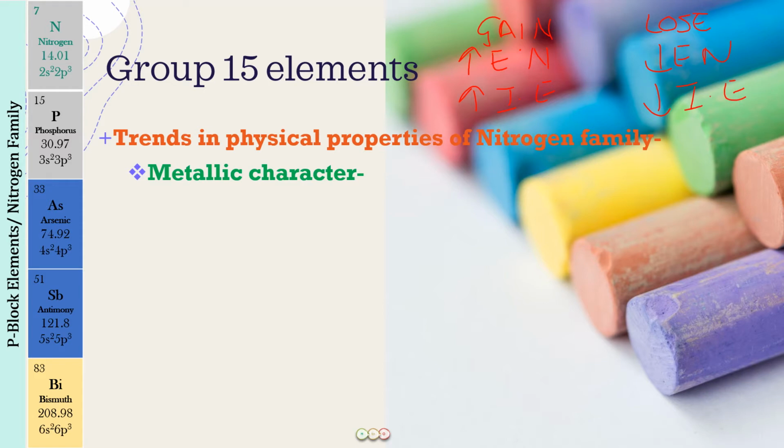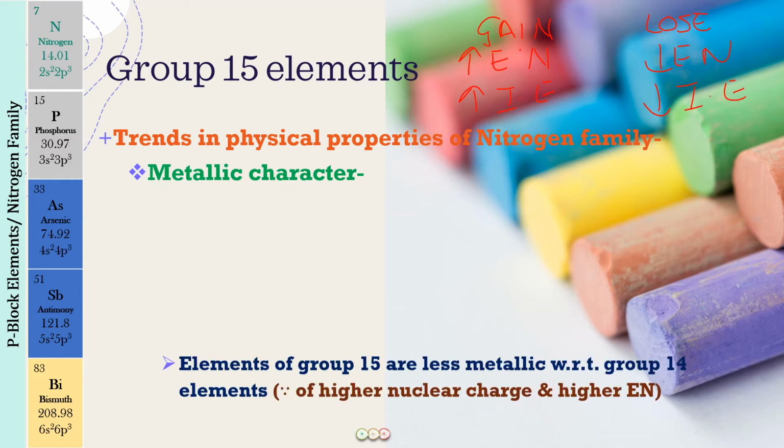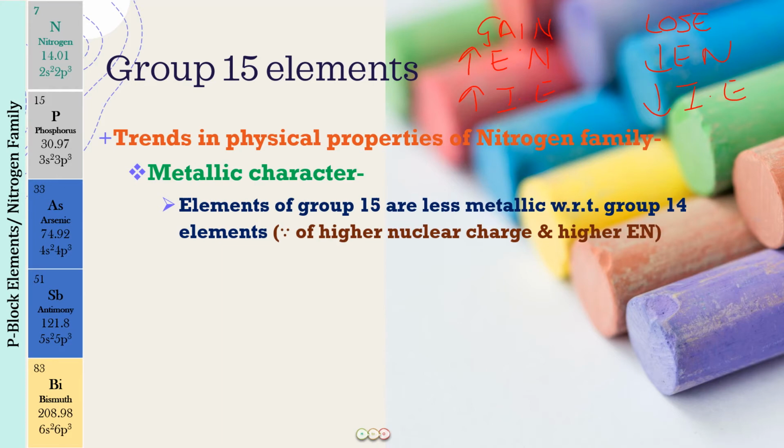Okay, now when we do a comparison, first of all, let us compare them with the group 14 elements. With respect to the group 14 elements, these elements are going to have higher nuclear charge, because when we move from left to right in a period, the nuclear charge increases, and also the electronegativity increases, right? So both of these are increasing. What this means is that there is going to be a tendency of the elements to gain electrons. So this means they are going to be more non-metallic or less metallic than the group 14 elements.